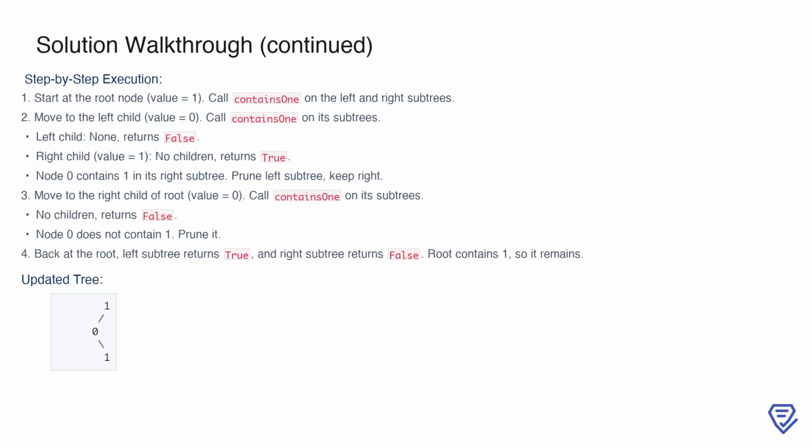Next, the right child of the root, which has a value of 0, is evaluated. With no children, it returns false and is pruned entirely. Returning to the root, we see that its left subtree contains a 1, while the right subtree does not. Since the root itself contains a 1, it remains in the final tree along with the preserved left subtree.